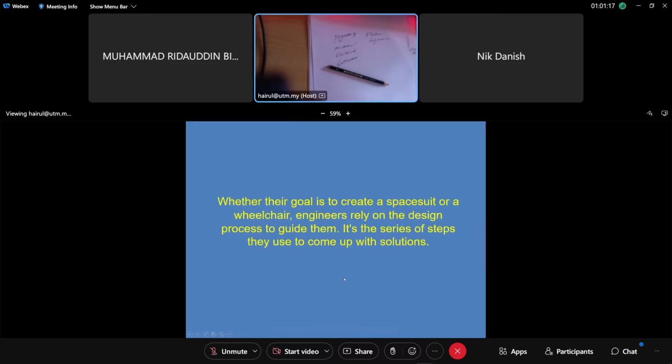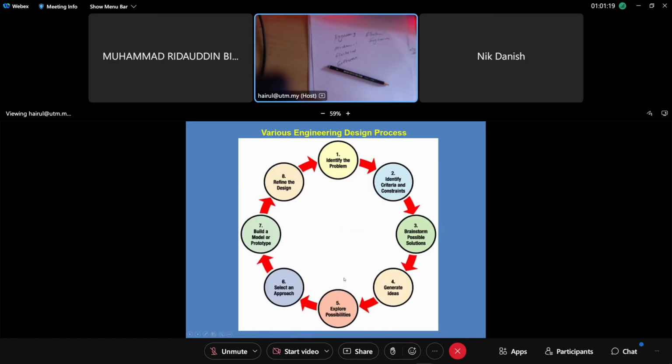Alright, I'll skip through this. This is all design process. There are many design processes you can find on the internet. For example, step 1, you identify the problem. This is a process you are going to go through. But we don't follow the many versions of the process. This one I found from the internet.